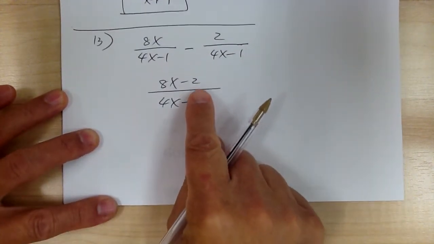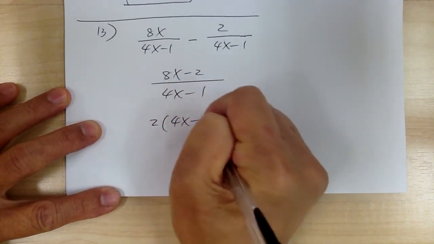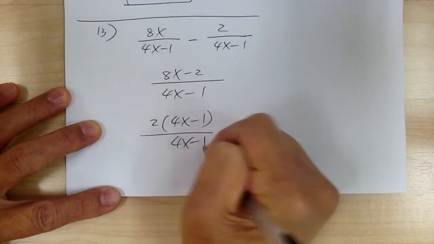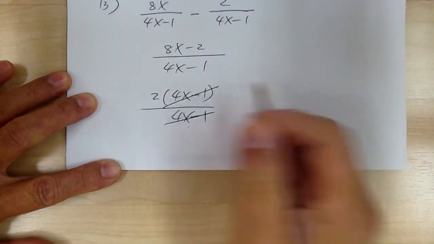And then you have to check for factoring. So the top you can factor the 2. So you got 2 times 4x minus 1 over 4x minus 1. So you got 4x minus 1, 4x minus 1, so this can cancel out. So your answer would be 2.